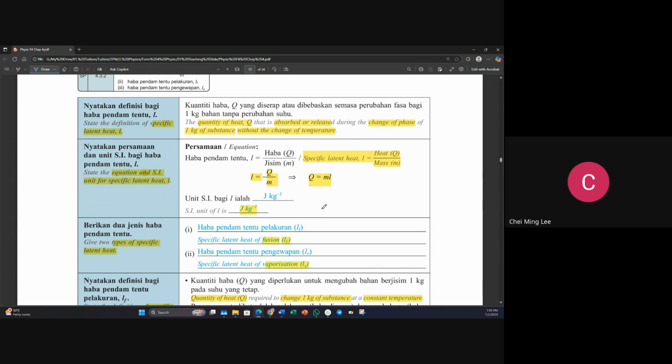joule per kg. The two types of specific latent heat, like I said, are fusion and vaporization. Fusion is from solid to liquid or from liquid to solid. Vaporization is from liquid to gas or gas to liquid. Okay, can I jot this out?